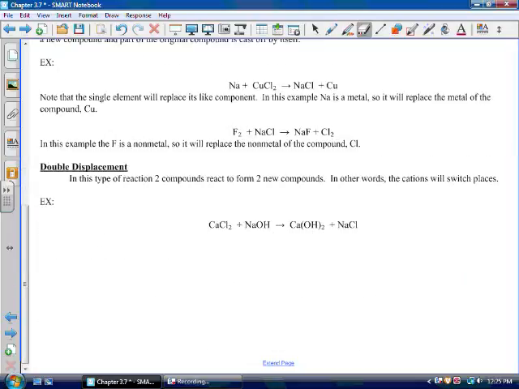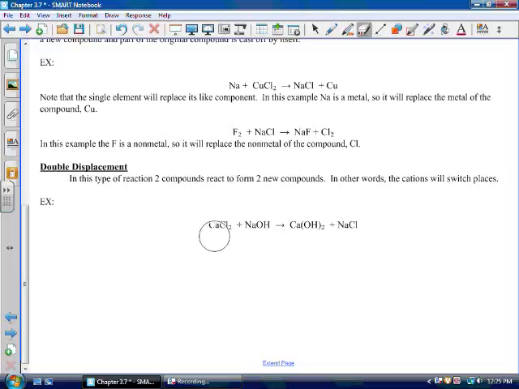The last type of reaction we look at is called a double displacement, and it's very similar to the one above, except you have two compounds reacting together, and they will switch partners to form a new compound. In other words, we have two cations, which are the positive ions. Remember, cation stands for you see a positive ion. Will switch places with one another.